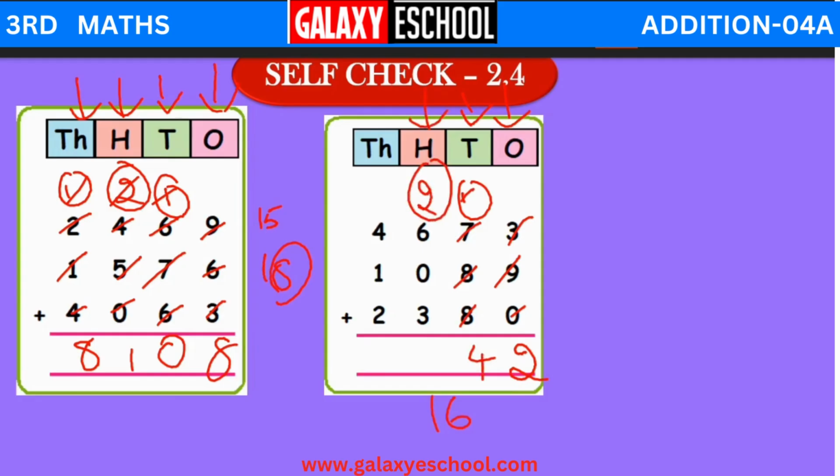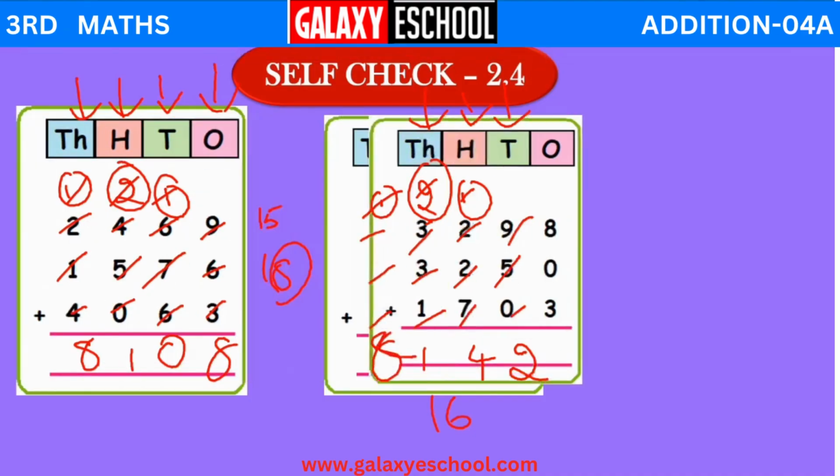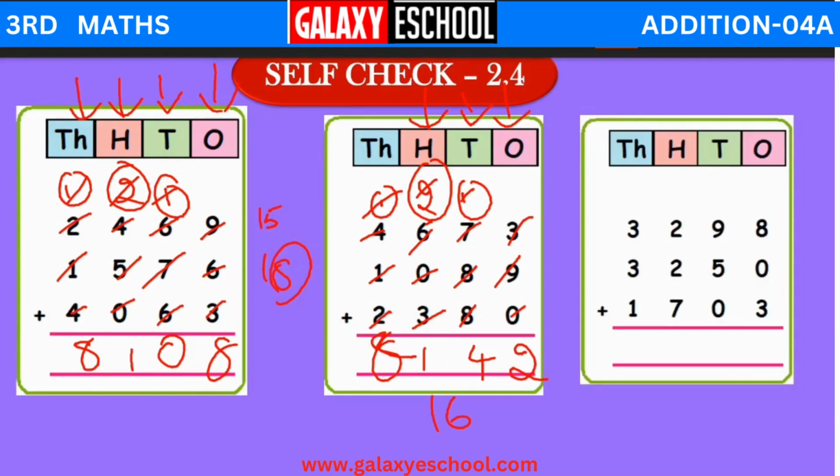Now moving to the hundreds place, 2 plus 6 becomes 8, 8 plus 0 becomes 8, 8 plus 3 becomes 11. So 1 here and 1 carried. And the last place, that is the thousands place, 1 plus 4 becomes 5, 5 plus 1 becomes 6, 6 plus 2 becomes 8. So our answer is 8148. The third addition, again from the ones place, 8 plus 0 becomes 8, 8 plus 3 becomes 11.